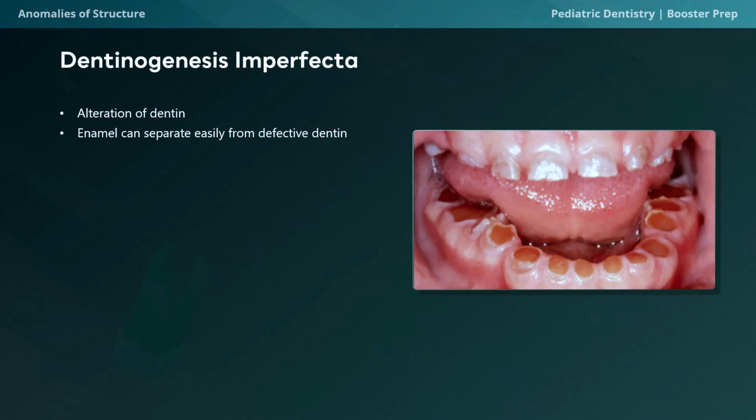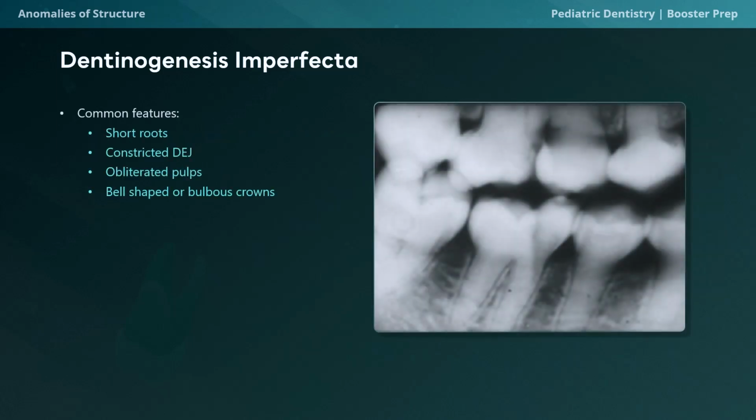Just like amelogenesis imperfecta, dentinogenesis imperfecta is inherited as an autosomal dominant trait and also causes disturbances in the Bell stage of tooth development. So dentinogenesis imperfecta has some common radiographic features. Some of these include short roots, which we can see here. We also can see a constricted DEJ, which we notice here, an obliterated pulp chamber. You can notice how we cannot trace the pulp chamber here, and bulbous or bell-shaped crowns, noticed here.